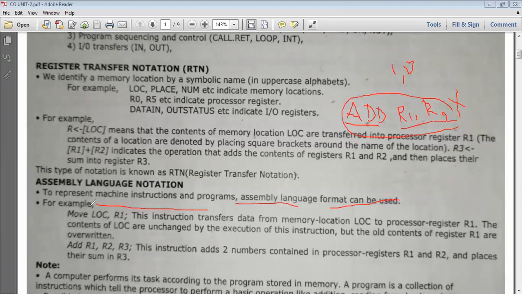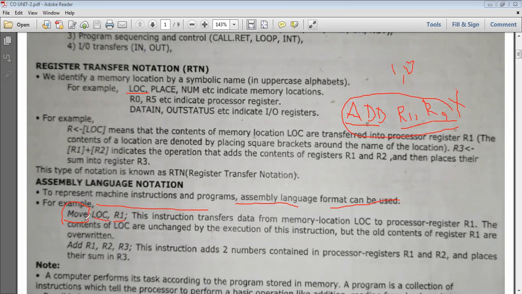For example, Move LOC, R1. LOC represents the memory location. Move means data transfer. How many operands are there? LOC and R1, two operands. The second operand is the destination operand. Remember this.